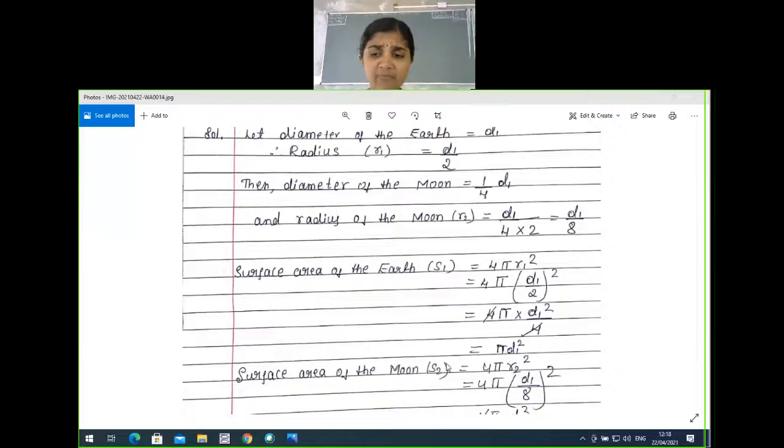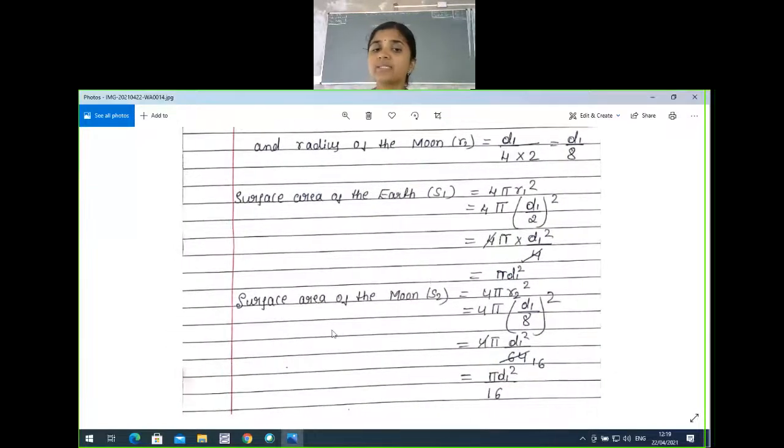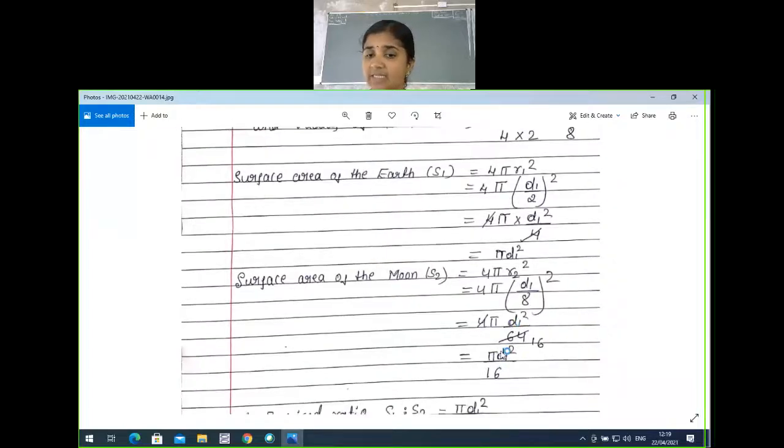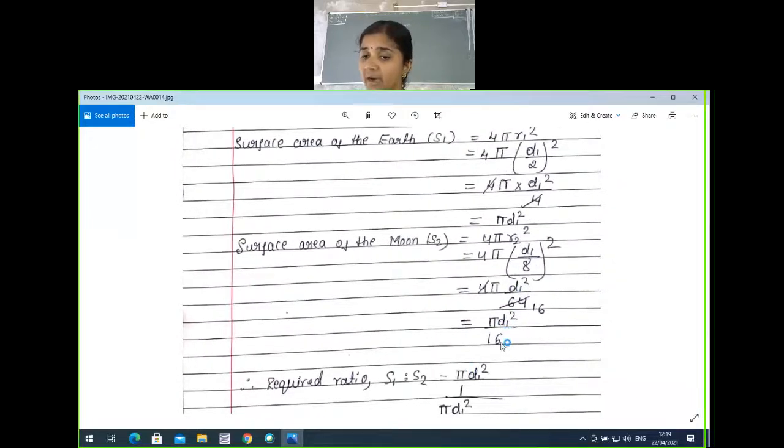Now in the same way, we have to find out the surface area of the moon. So what is the surface area of the moon? Surface area of the moon, we take as S2. So 4 pi r2 square. Then 4 pi into the radius of the moon, d1 by 8, whole square, that is d1 square by 64. Then here 4 ones are 4, 16s are 64. So then pi d1 square divided by 16 is remaining.